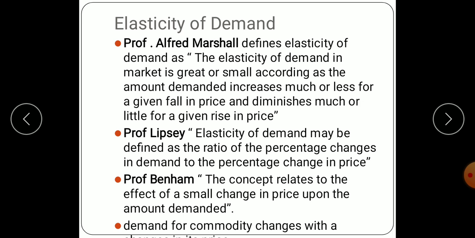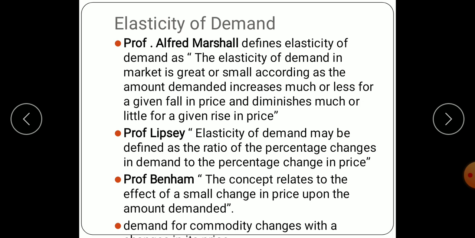This information as to how much or to what extent the quantity demanded of a commodity will change as a result of the change in its price is provided by the concept of elasticity of demand. So this concept, to what extent the quantity of the commodity changes, is discussed under elasticity of demand.